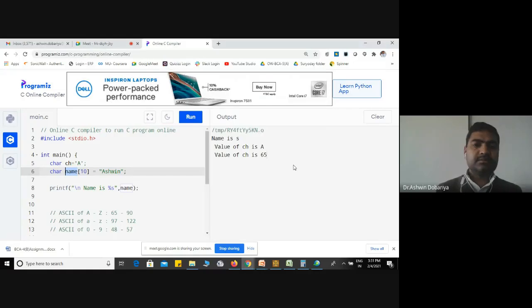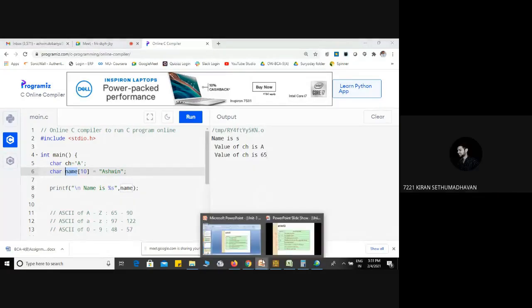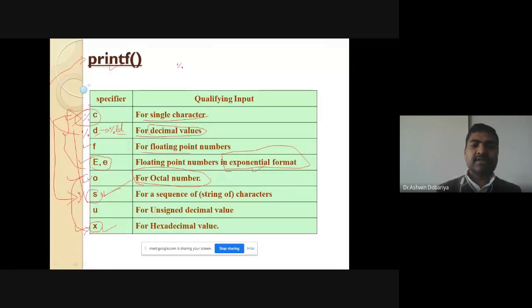So I hope this is clear. Okay, so %s is clear. Now %u. %u is generally used to display an unsigned integer. What is an unsigned integer? Where exactly do we require it?